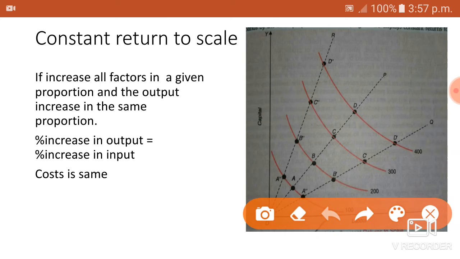So we can say that it is constant returns to scale. The increase in capital and labor is the same, and the increase in the amount produced is the same, so we can say that it is constant returns to scale.